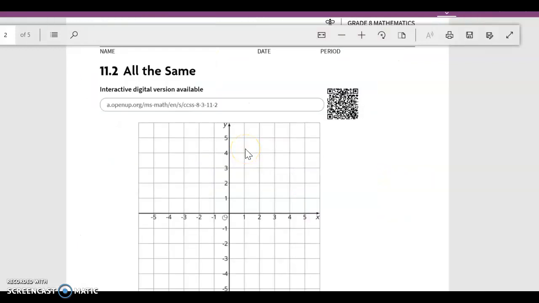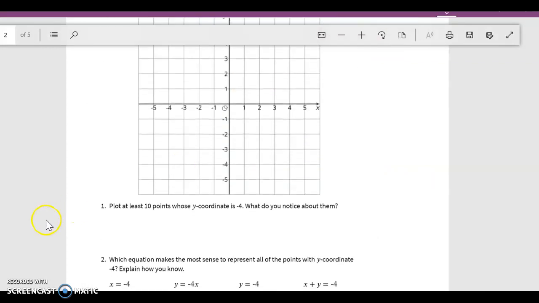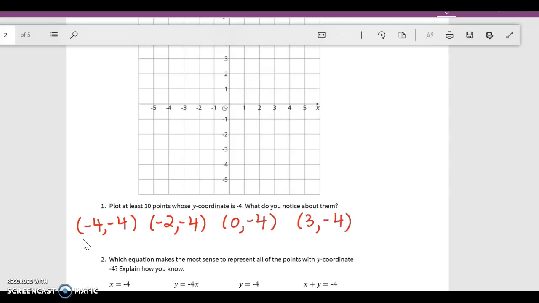Moving on to 11.2, this is the main idea for this lesson right here. We're going to plot at least 10 points where the y coordinate is -4. I'm going to write a couple examples of what the y coordinate is for. So let's say when x is -4, my y is -4. When x is -2, my y is still -4. When x is 0, guess what? My y is -4. When x is 3, my y, same thing, is going to be -4. So that's what they meant.